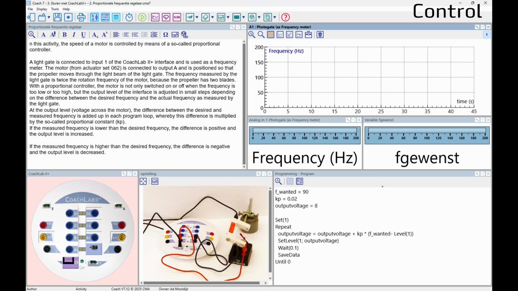Students use this to program a thermostat, let a car follow a black line, or develop systems that use sensor data to manipulate the environment. The WeLab interface has LEDs and a buzzer you can control. With the Coach Lab, you can control up to 4 motors or actuators.